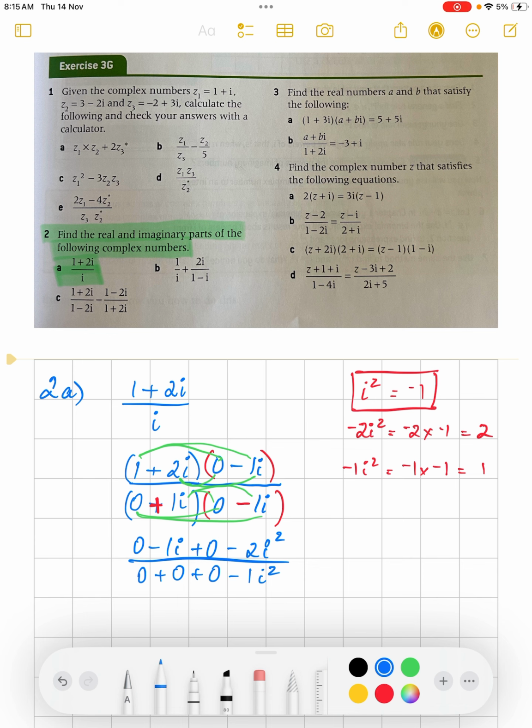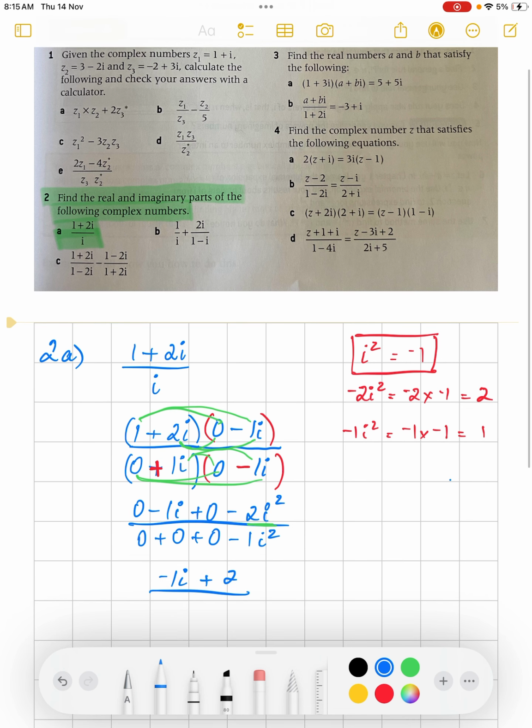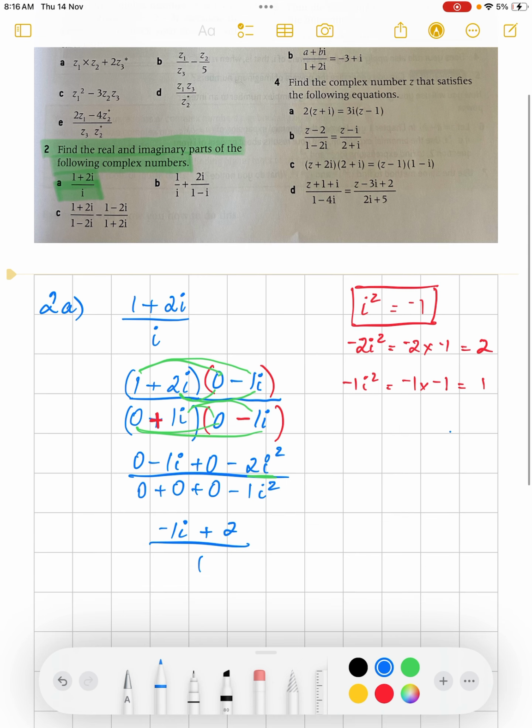So let's change those. So we've got a negative 1i, and we change this into 2. That's 2. And our denominator is 0, 0, 0, negative 1i squared, which is 1. So I'll just put the 2 in the front here, and I'll put minus i.